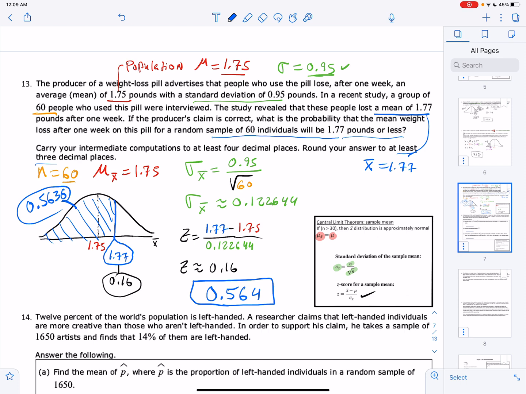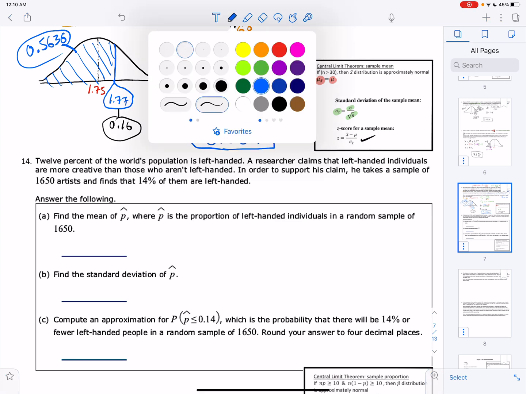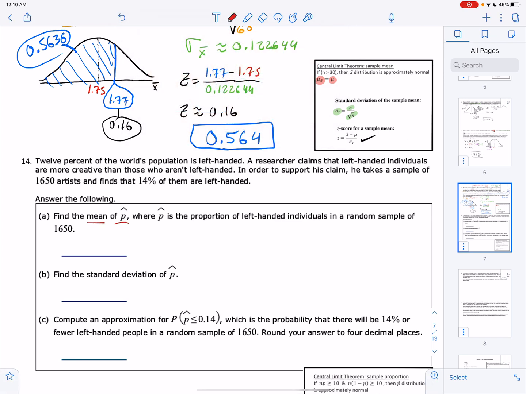All right, number 14. Okay, so when I see things like this, something that says the mean of the sample means, I am tempted, and more than tempted, I would rather write it like this: the mean of the sample proportions rather. Let me say that again. It says find the mean of p hat. P hat is the sample proportions, so that's mu of the sample proportions. And if I do that, it matches my formulas and just makes life easier.